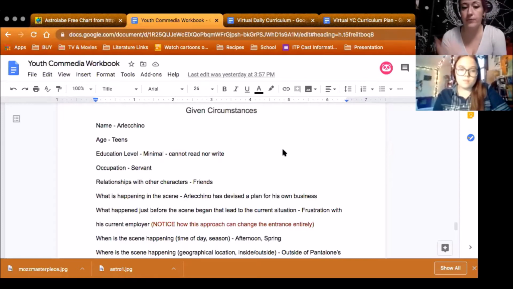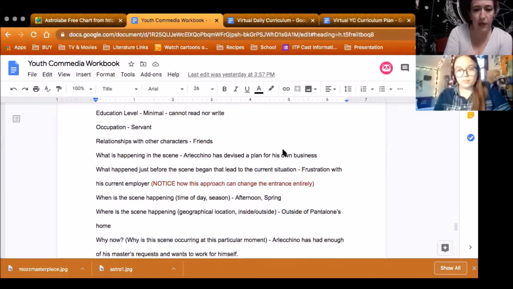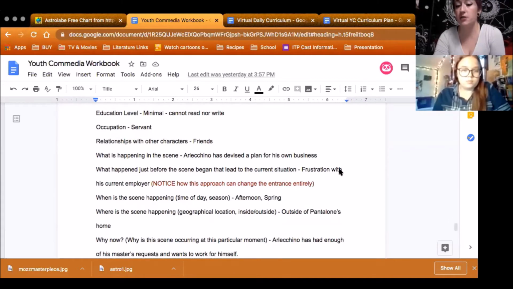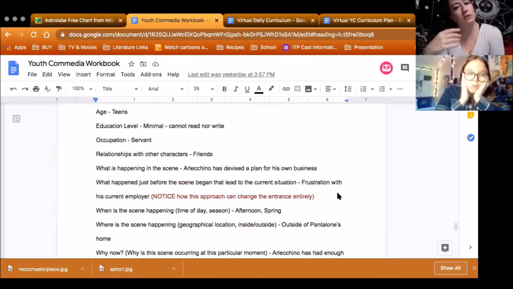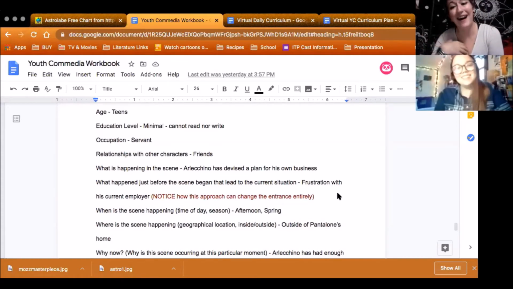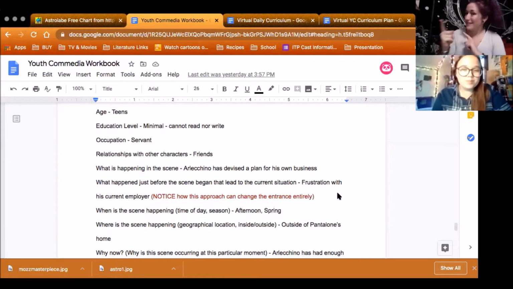So in this example, Arlecchino, I put him in his teens, education level, minimal education. We all know this. Okay, but I want to jump down to what happened just before the scene began that led to the current situation. Now, with given circumstances, a lot of the times you can— A moment before. Huh? Sorry, it's called a moment before in my acting classes. Haha! See? Commonalities.